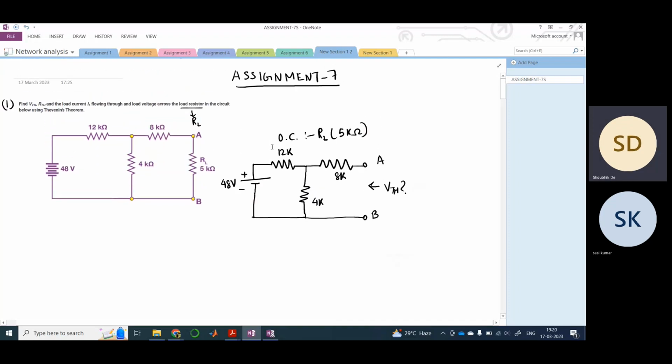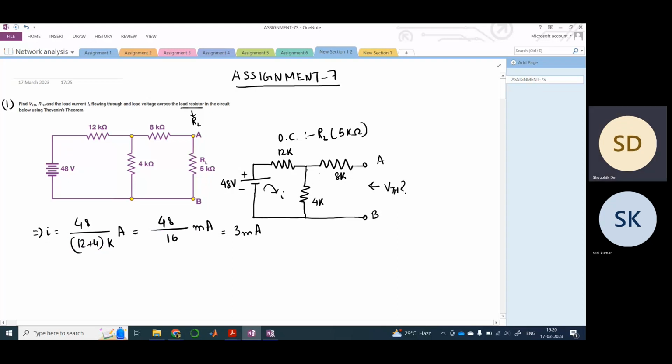Here there is one single loop, a single mesh. You can't consider the other part as a mesh because A and B are open. So if we calculate I, it would be 48 divided by 12 plus 4K, which is in ampere, so this would be milliampere. So this would be 3 milliampere.